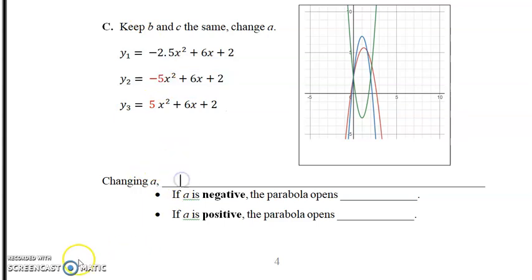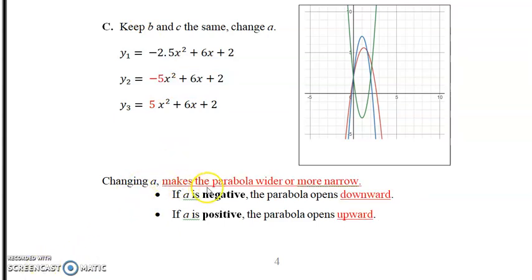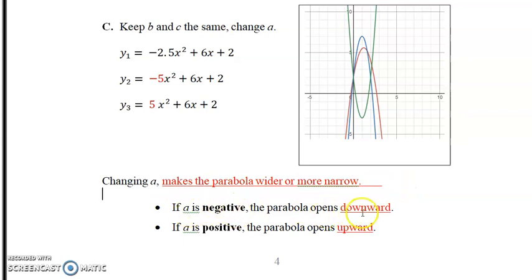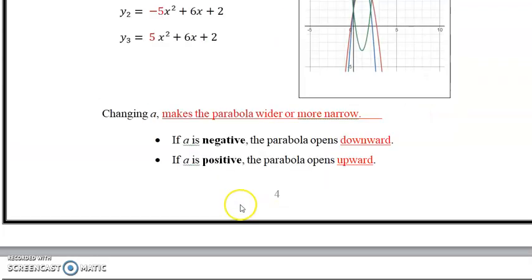So what happens when you change the A? Two things happen. Changing the A value will make the parabola wider or more narrow, and also, if A is negative, it opens downward, and if positive, it opens upward. And if A is 0, as we saw, it makes it a linear line because it's no longer a quadratic. So, some pretty neat things happening in there.